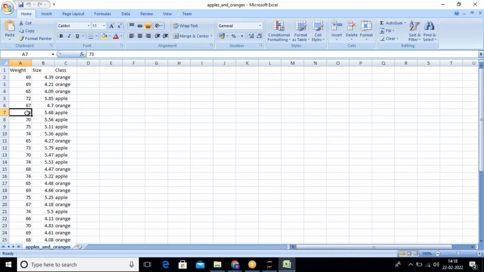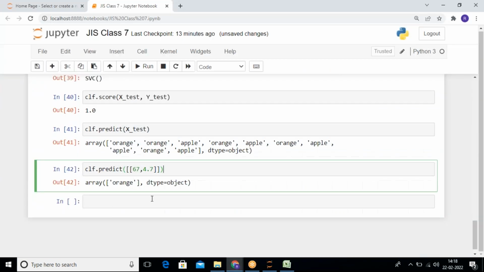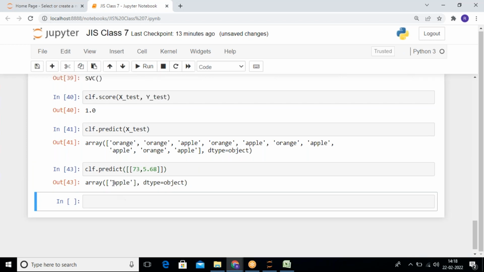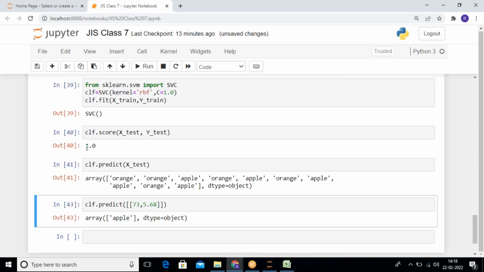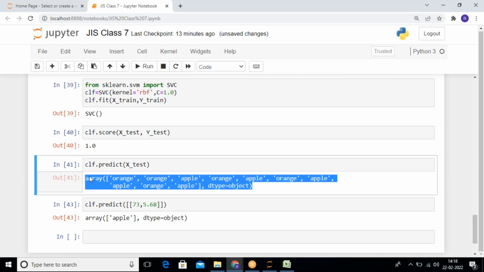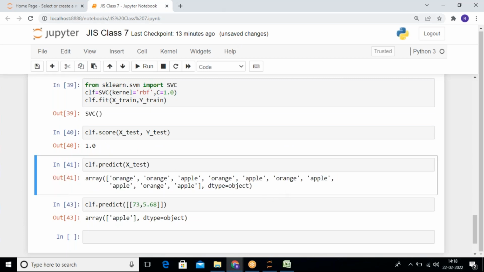Now if I classify 73 and 5.68, it should be apple. It's giving apple. It's giving a very nice accuracy. The data set is small and it's very easy to learn. SVM, I told you, is a very powerful algorithm. Just have a look and tell me if you face any problem.